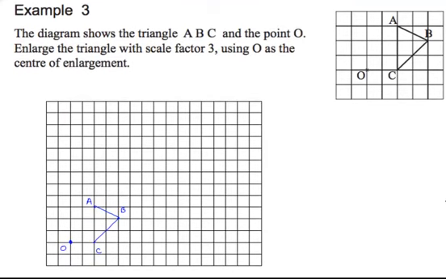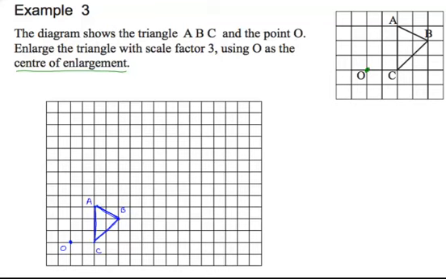Example 3. The diagram shows the triangle ABC. Here it is, ABC, this triangle, and the point O. Enlarge the triangle with scale factor 3, using O as the center of enlargement. So this should be a new term, center of enlargement. First of all, I've partially redrawn it here. I just want to fill in the triangle. So this is triangle ABC, and there is the center of enlargement, point O.